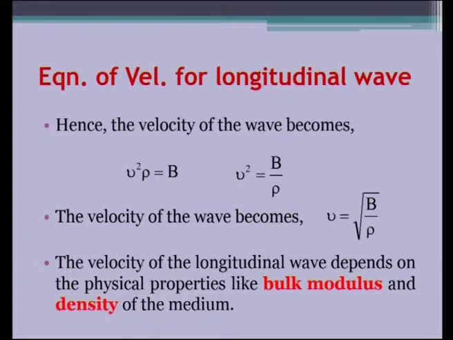The velocity of the longitudinal wave depends on physical properties like the bulk modulus and the density of the medium. We have to keep this in mind. It depends on two physical properties. One is the elastic property, the other one is the bulk property, I mean the density. For a homogeneous medium in an undisturbed condition, there is a constant density throughout, and similarly a constant bulk modulus throughout. So, these are the two factors on which the velocity depends.